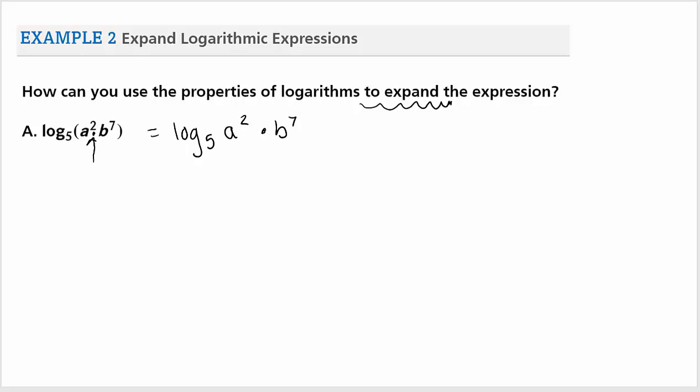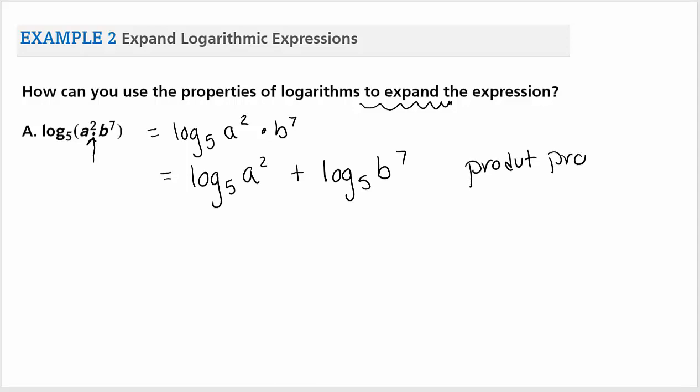That means that we're going to change this into two different logarithms. Both logarithms remain with a base of 5, and we put an addition sign in between. So this is our product property of logarithms.